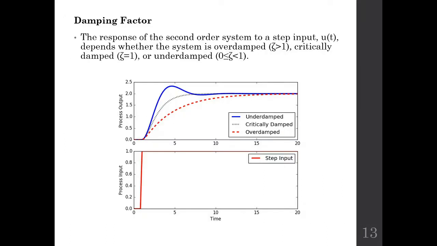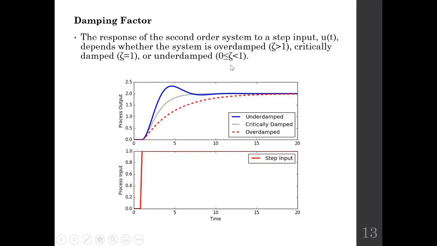So we have already discussed that based on the value of zeta, we can define a second order system as overdamped if zeta is greater than 1, critically damped if zeta is equal to 1, or underdamped if zeta is greater than 0 and less than 1. Or if zeta is equal to 0, that is an undamped system.